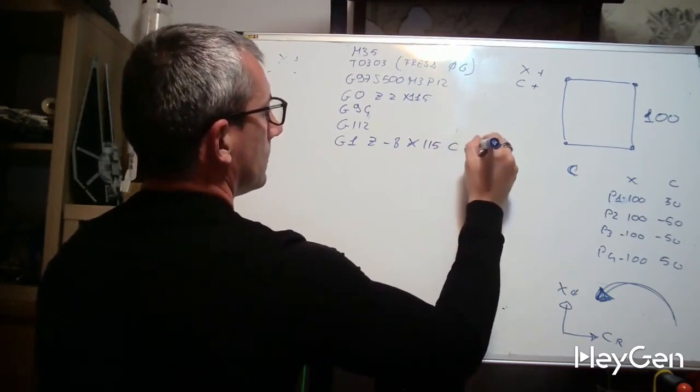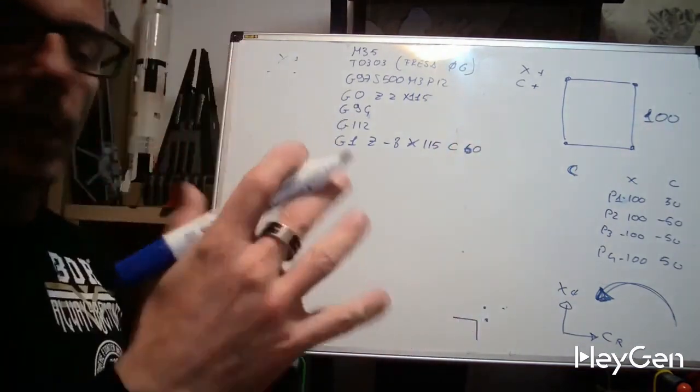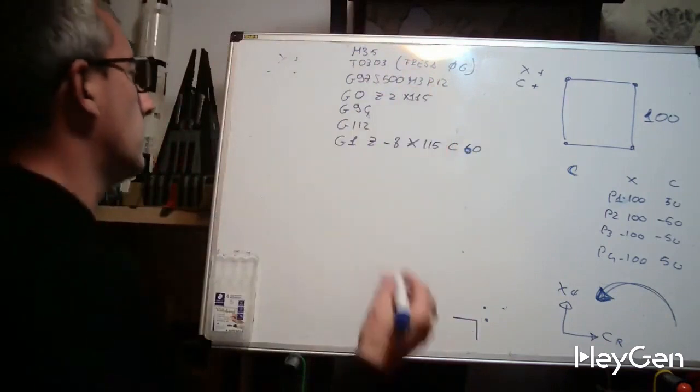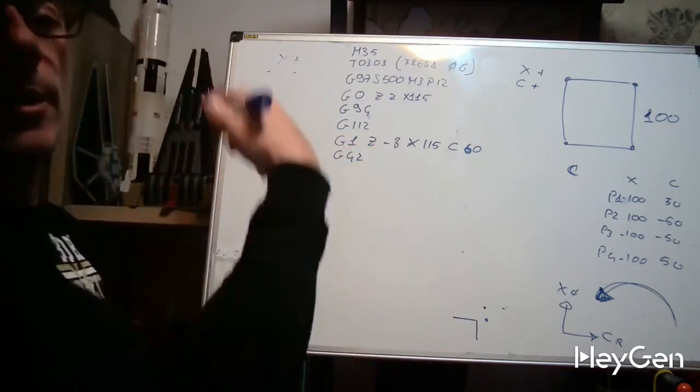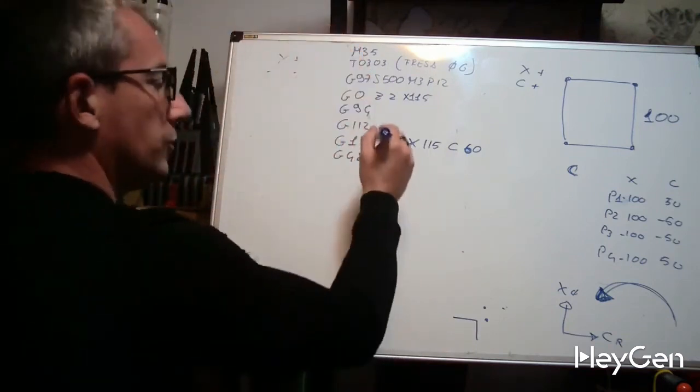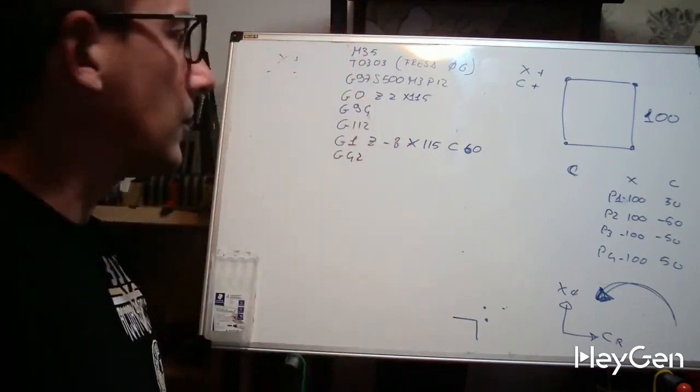Now we go to G1, which is already set at 0.1, so X. If we don't set at least F100 here, the machine will give me an alarm. X100, C50, we will position our mill at 0.1. So our mill will go here.